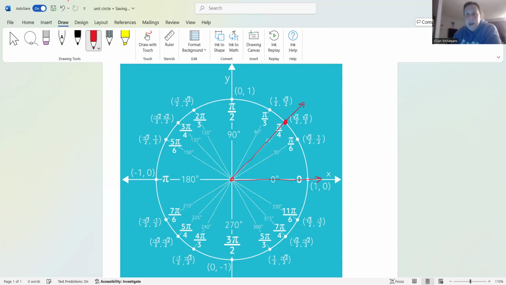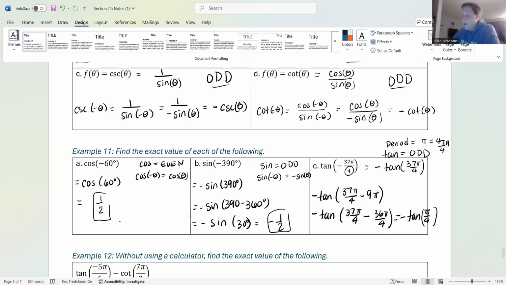Now remember, tangent is sine over cosine. Sine and cosine are the same thing here. They're root 2 over 2. So if I take a number and I divide it by exactly itself, I get 1. So what we're dealing with here is tangent of pi over 4 is just 1, but we have this negative. So this equals negative 1.